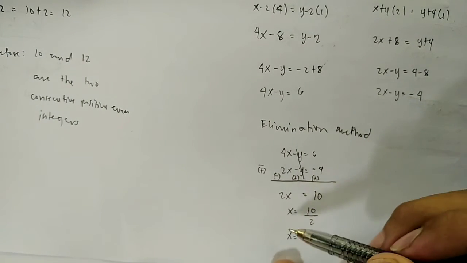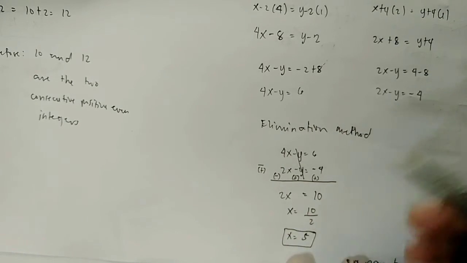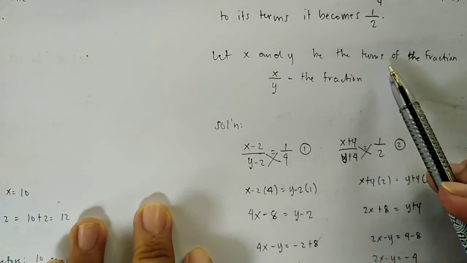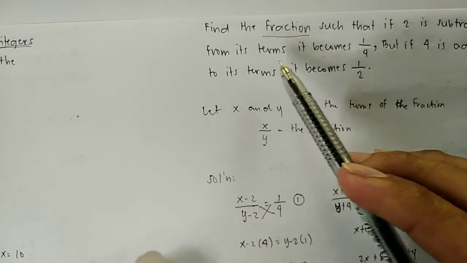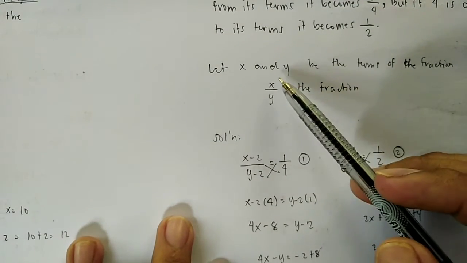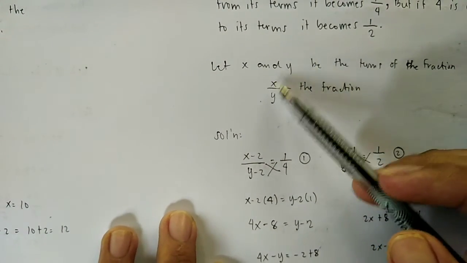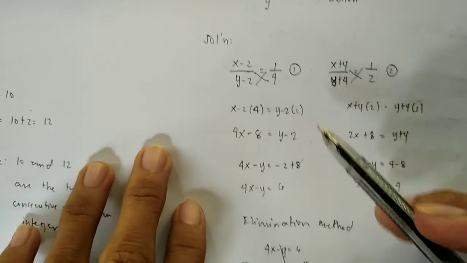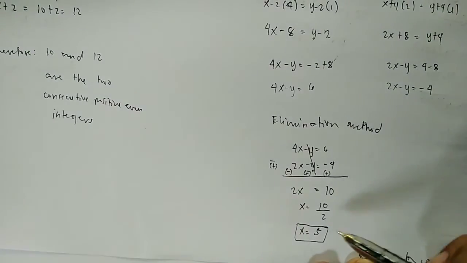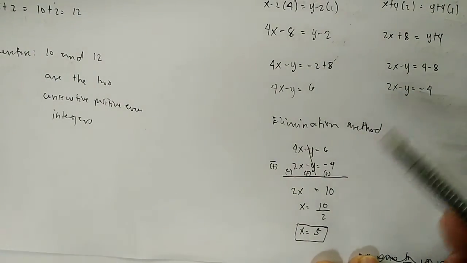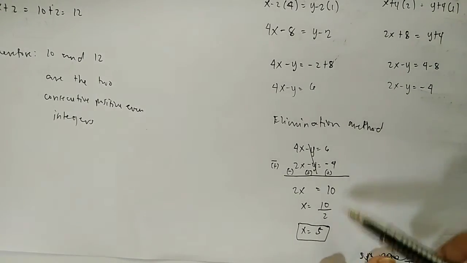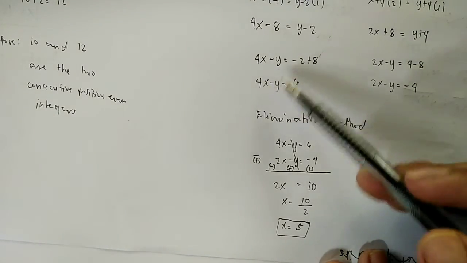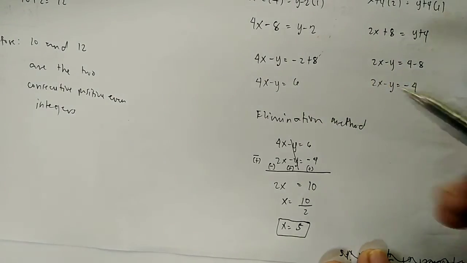So the value of our x is equal to 5. And notice that we let x be one of the terms of the fraction that the problem is looking for. And x in the fraction that we let is representing the numerator, meaning to say we are done with the numerator, but still the fraction is required in the problem. So we have to find the value of y, or the denominator. So we have to use any of these equations to find the value of y.